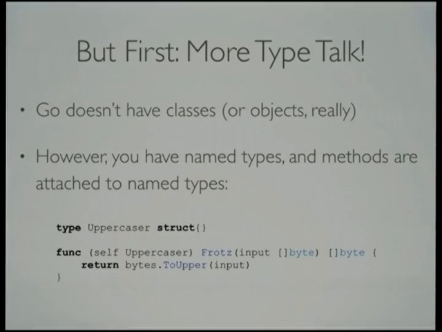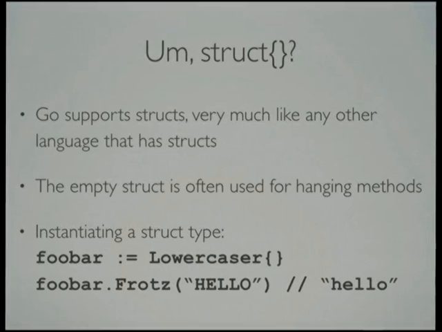You can say type of something is a struct. So in this case, I'm declaring uppercaser as a struct. Normally, you would say, in fact, actually, I think my next slide is struct bracket bracket or curly curly.